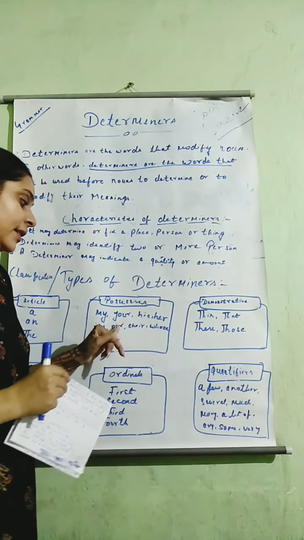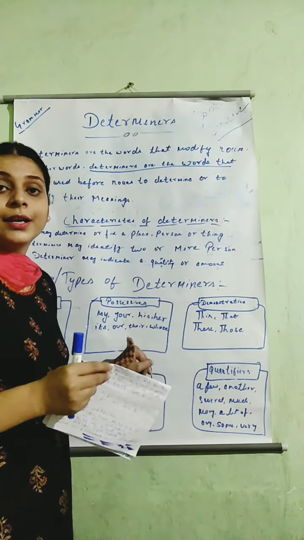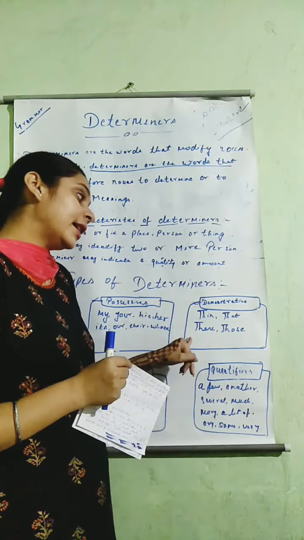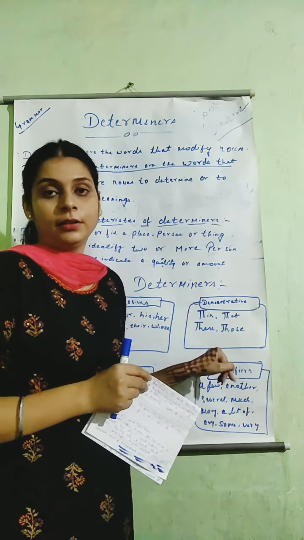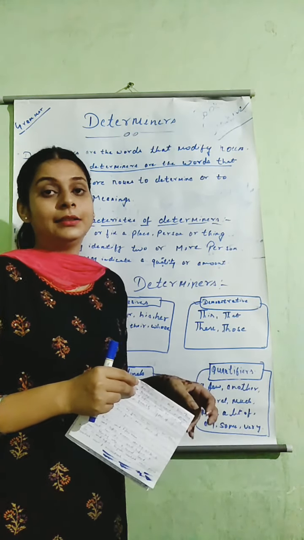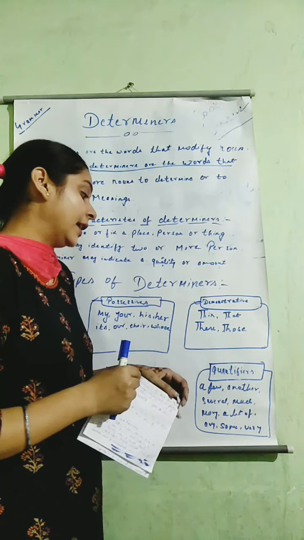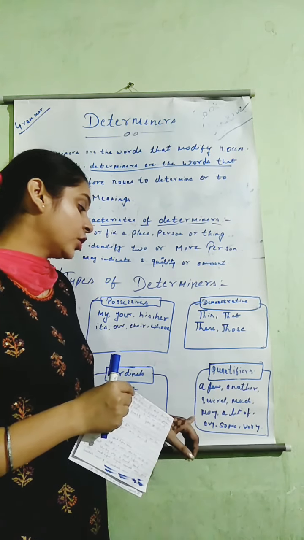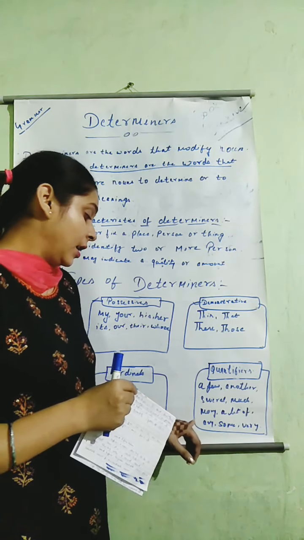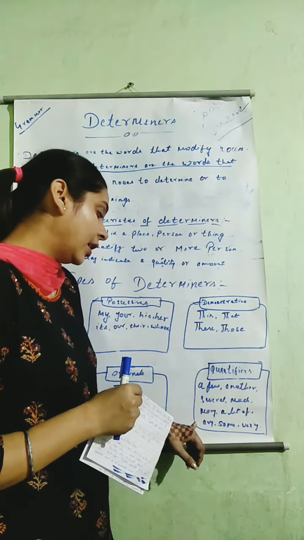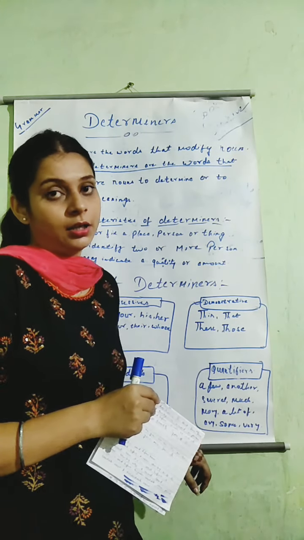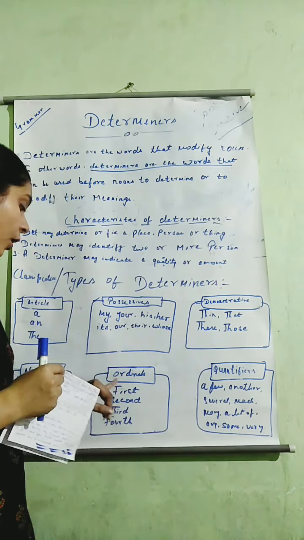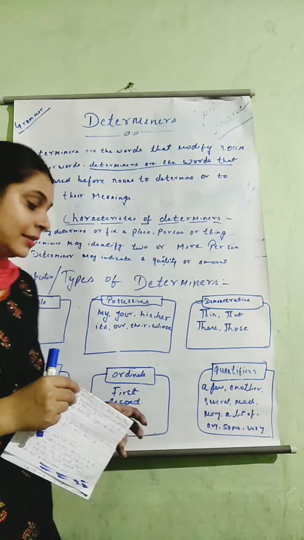Next one is possessives, in which my, your, his, her, its, our, their, whose fall. The next kind of determiner is the demonstrative determiner, in which this, that, these, those fall. And the last kind of determiners are the quantifiers, in which a few, another, much, some, very, a lot, many fall. In quantifiers, ordinals and numerals also fall.